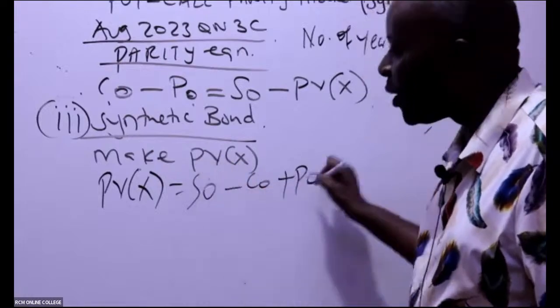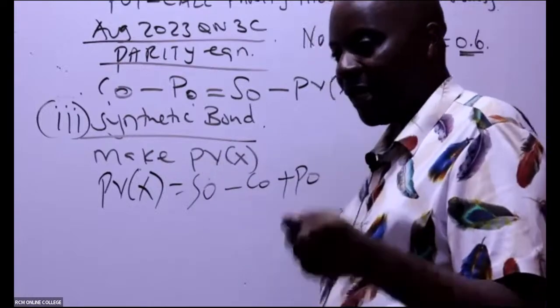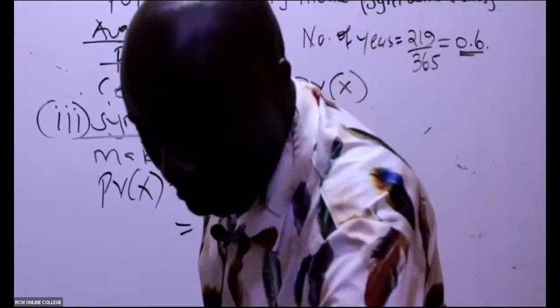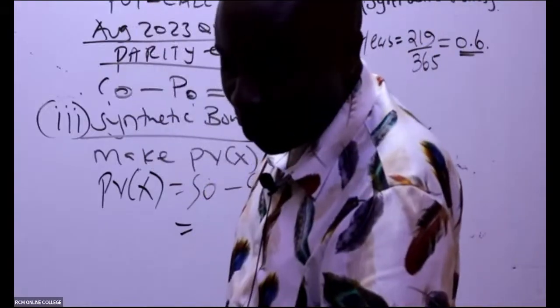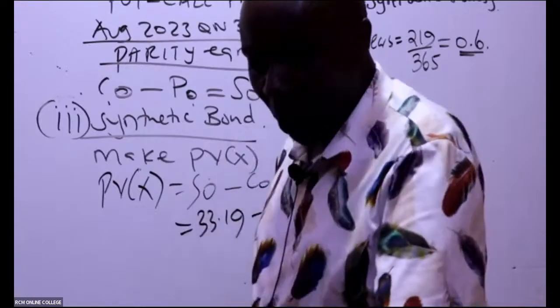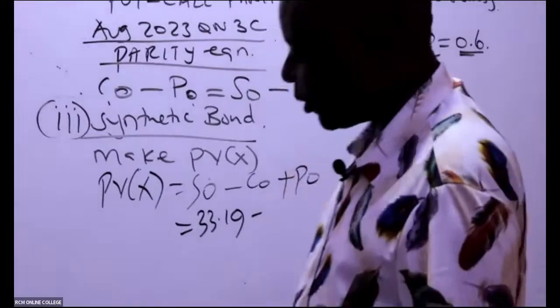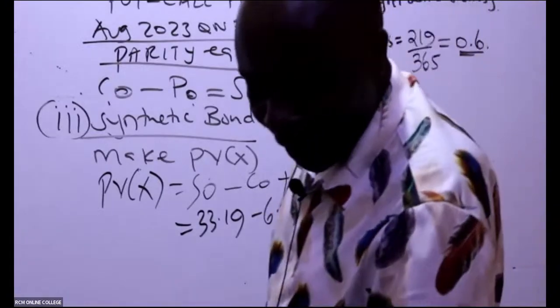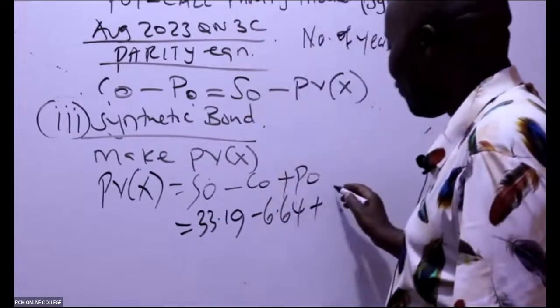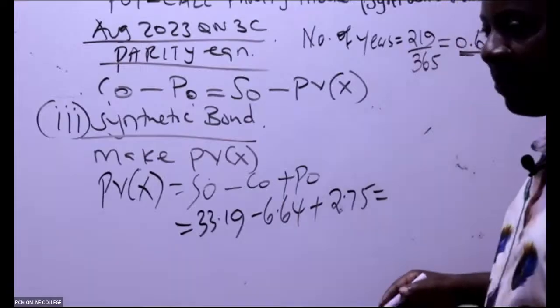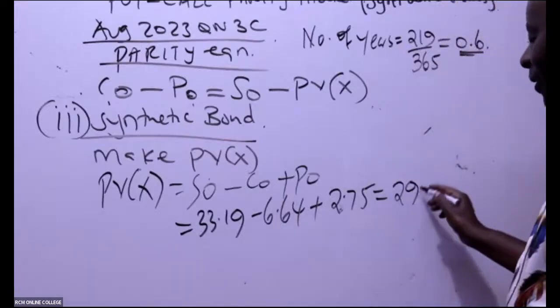So do we have this actual? Remember here you're using actual values that are given in the question. So SO, the stock price, is 33.19. Minus the call price, which is 6.64. Plus the put price. Put price is what here, somebody? 2.75. So what figures are you able to get, ladies and gentlemen? Here I'm being given a figure of 29.3.